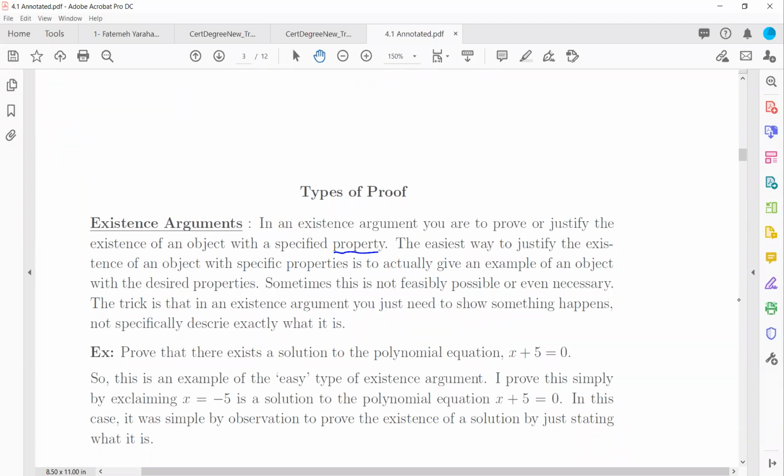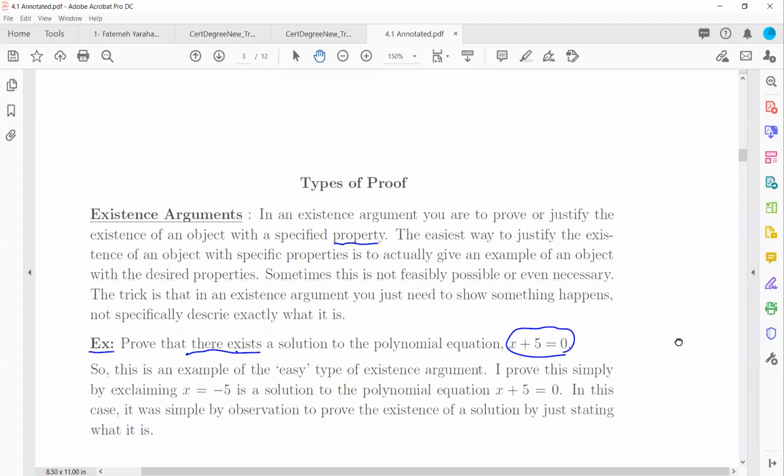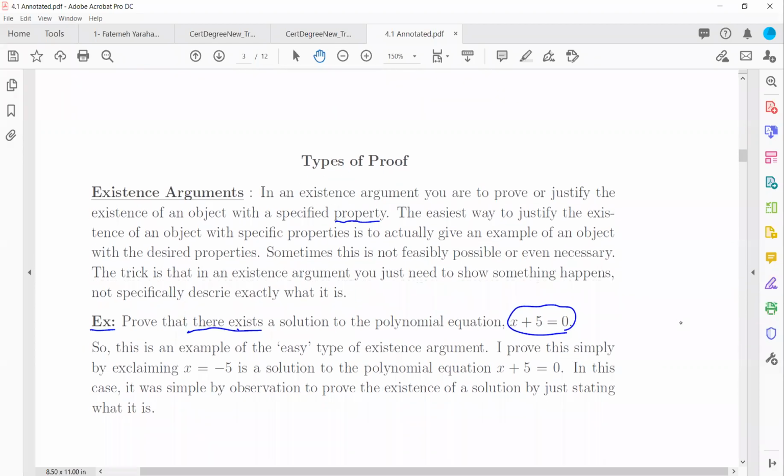For example, suppose you want to prove that there exists a solution to the polynomial equation x plus 5 equal to 0. So obviously it's just an algebraic operation. By subtracting 5 from both sides, you can actually find that value. So this existential argument can be proved by solving this equation.